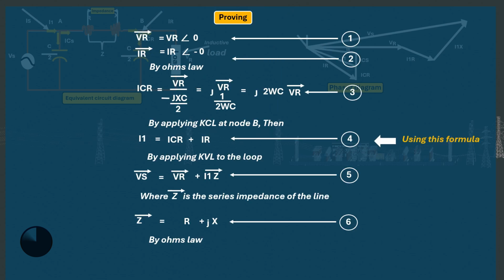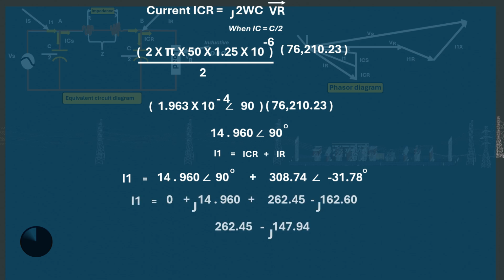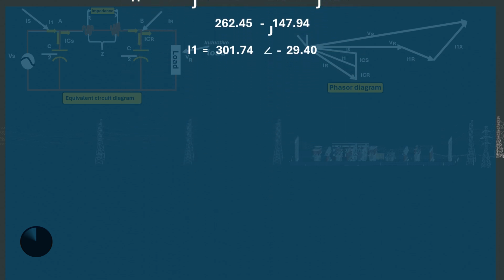Now, the current flowing through the line I1 can be gotten too. I1 is equal to ICR plus IR, that is 14.96 at an angle of 90 degrees plus 308.74 at an angle of minus 31.78 degrees. However, in order to add them, we need to convert from polar to rectangular form. When converted, the summation of both will be 262.45 minus j147.94. And when converted to polar form, the current flowing through the line will be 301.274 amperes at an angle of minus 29.40 degrees.